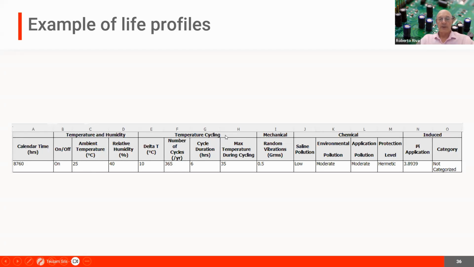And then we have the temperature cycling. So the jump in temperature, the number of cycles per year, how long they last. And then we got the maximum temperature during the cycling. And then we got the random vibration, and then a pollution level, which is a scale of low, medium, high, or something like that. And then we got the environmental, again that's another scale, application, and then protection, hermetic or not hermetic. And then this number results from questionnaires, essentially.